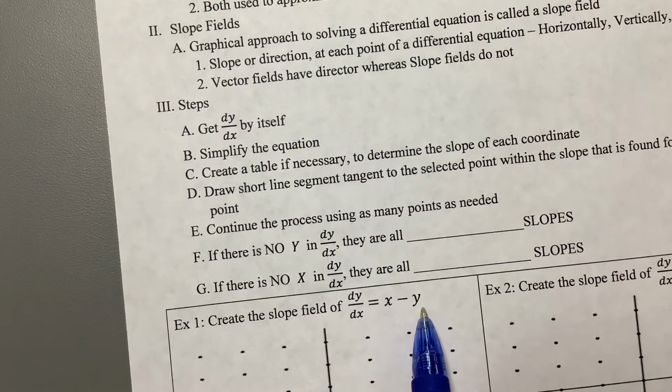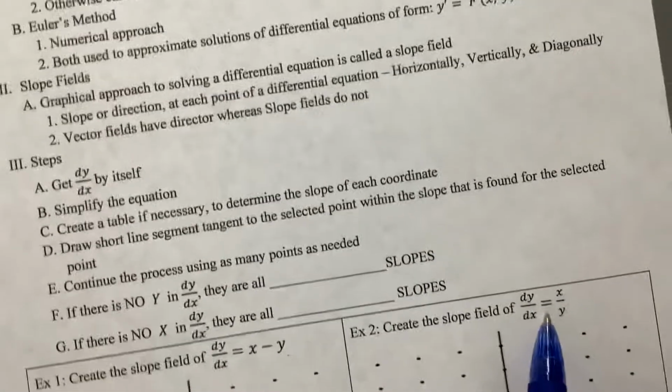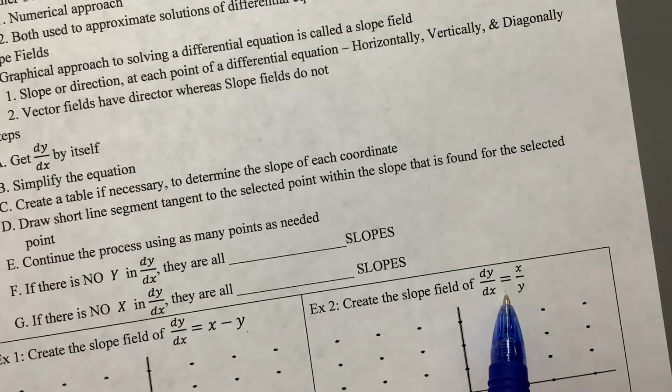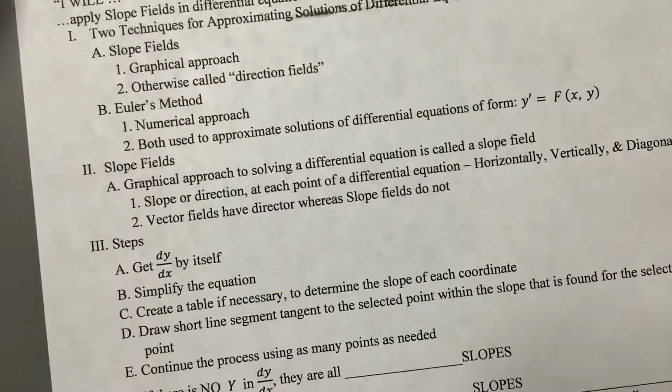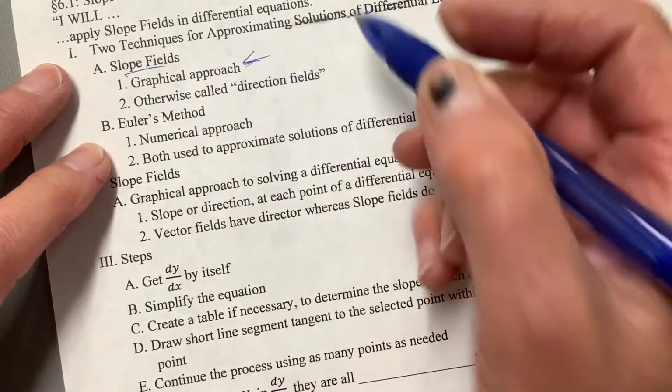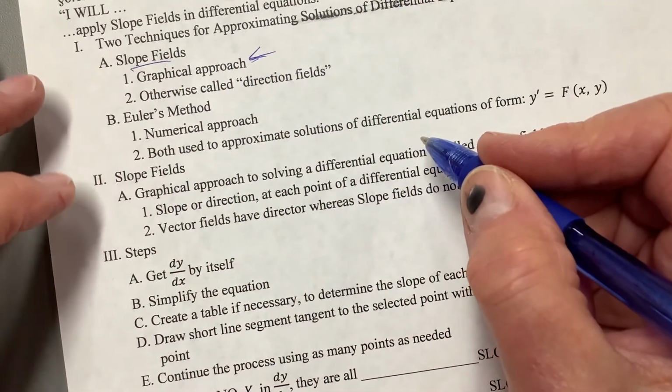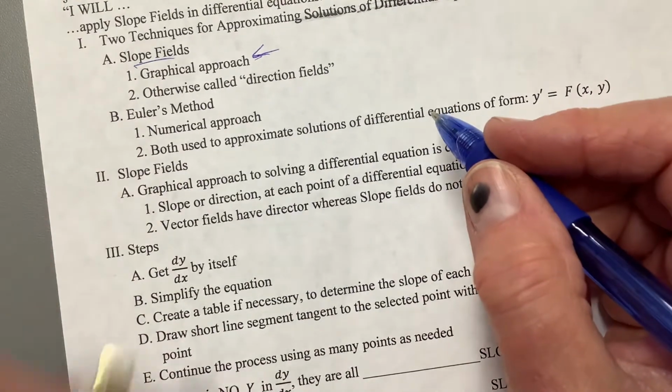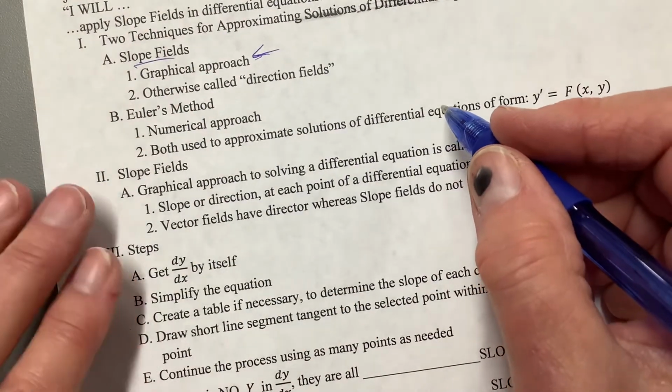The problem is sometimes, like in our first example down here, you've got a y and an x. I don't know how to differentiate that. This one's got an x and a y in it. I don't know how to integrate that. I will in our next lesson, I'll teach us how to do that. So what we use is slope fields. It's a graphical approach. It helps us find what the original function is.